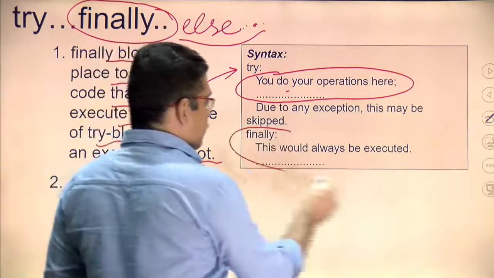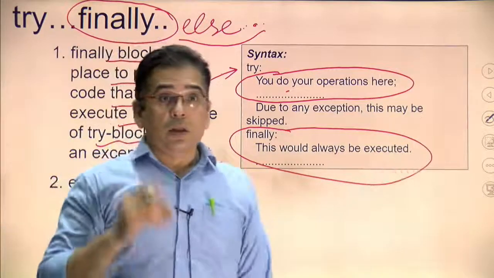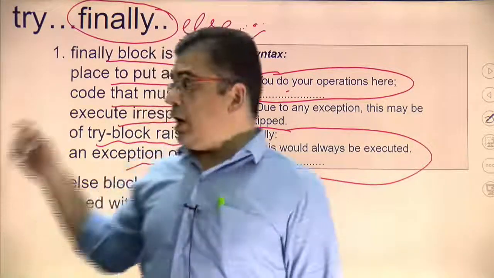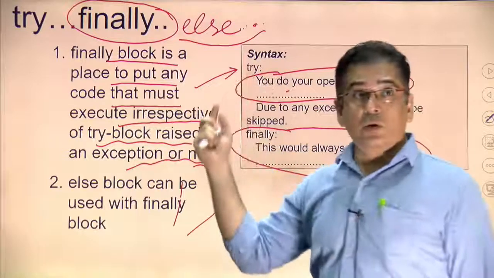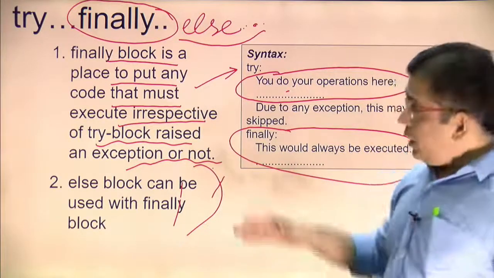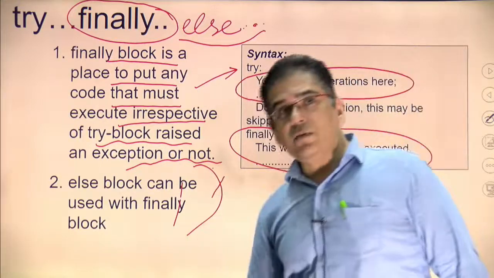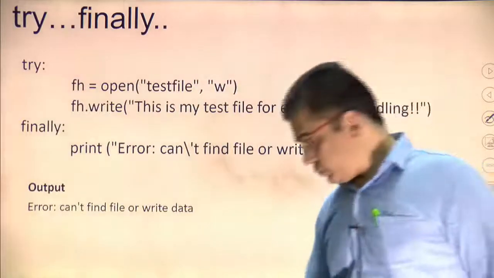Now, the finally block. This would always be executed, whether the try block is executed or not executed. The finally block will be executed as always, and you can also include an else case after that. So let's have a look at its example.